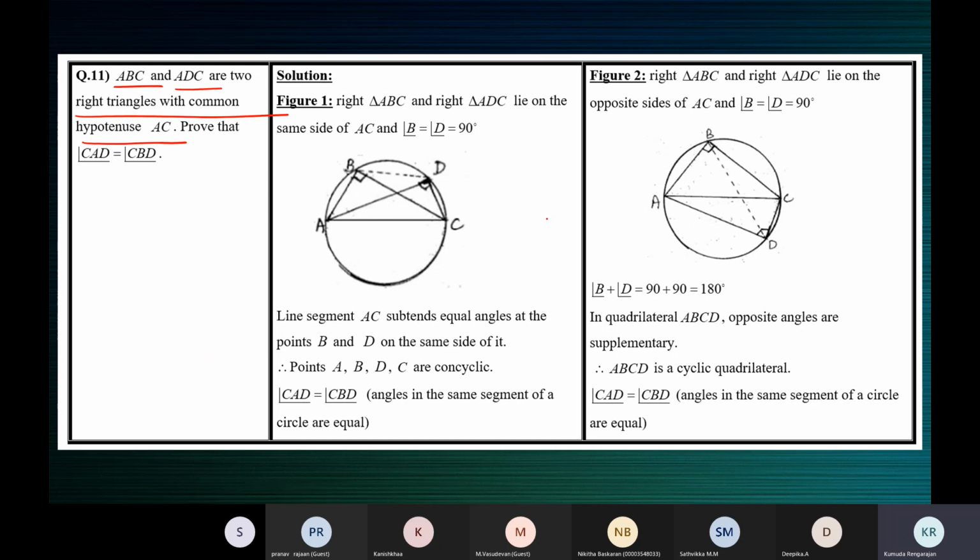See here we only have this figure. AC is the hypotenuse. So we prove that a circle can be drawn. Later we draw the circle. We prove that a circle can be drawn passing through all the four vertices, and then we draw the circle.